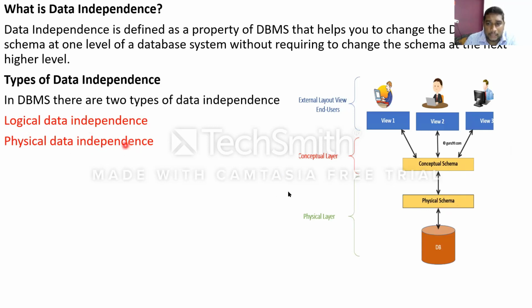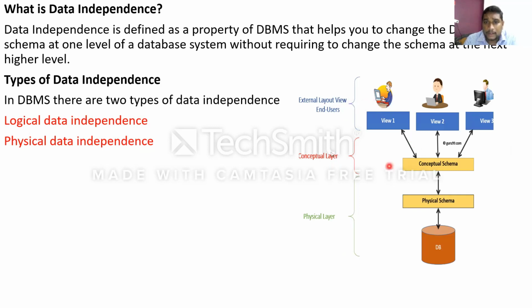Physical data independence is nothing but whenever we are changing the physical database, it should not affect the conceptual schema. That concept is called physical data independence. Okay, I hope you understand. But we have three levels, this is a three level architecture.